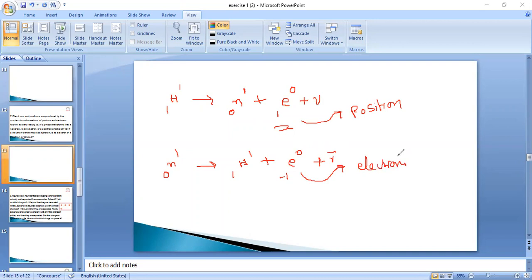In this particular case, an electron is released. So according to the given question, the answers are: when a proton converts into a neutron, a positron will be released, and when a neutron converts into a proton, an electron will be released. Okay, so this is the answer for question number 7.